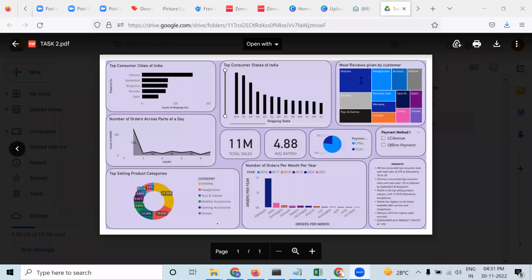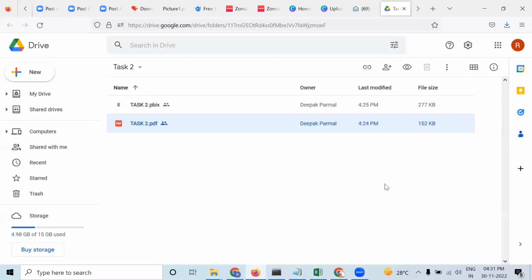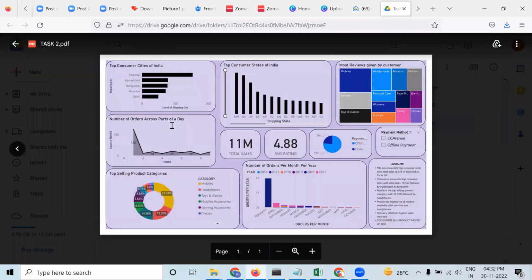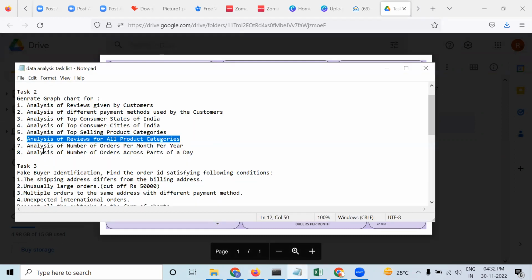One more review thing was there, like analysis of reviews of all product categories. Yes, ma'am, it is done by the bar chart. In the bottom left, top selling product categories, it is also renamed, ma'am. That is a different thing, no? Top selling is already there in fifth. That is a different subtask.